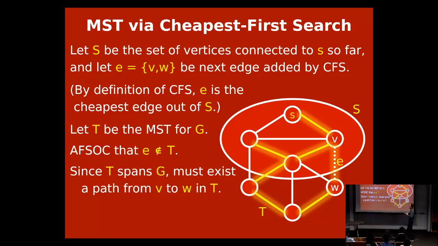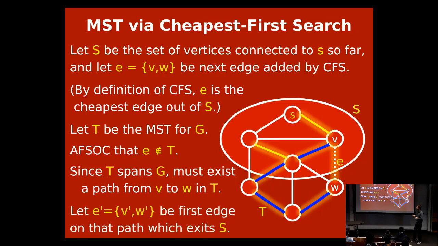Since T is a spanning tree, all the vertices are connected by the edges of T, these yellow edges. So whatever V and W are, they're connected by some path in T. So let's follow that path from V until the first time it exits S. So there's a path from V to W, and let's say E prime is the first edge on this path that exits S. So there it is, and let's call its endpoints V prime and W prime. And that's actually going to be the edge we switch with. Okay, so I'm going to move past this slide, which has a lot of information on it. Are there any questions?